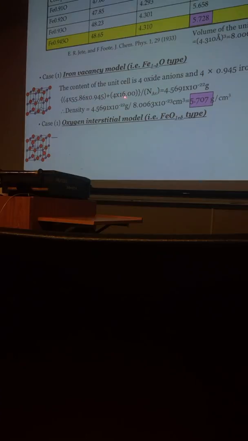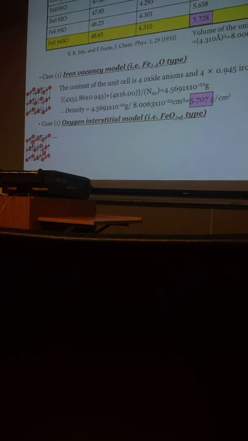And so you just add them up and divide by the Avogadro number, and then further divide by the volume. The volume comes from here. This 4.310 is the unit cell, so 4.310 cubed is the volume. When you calculate this number, the calculated density gives 5.707 grams per cubic centimeter. Okay, so this is one of the calculations.